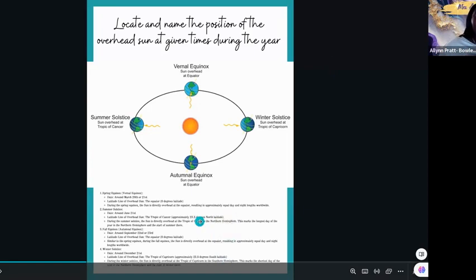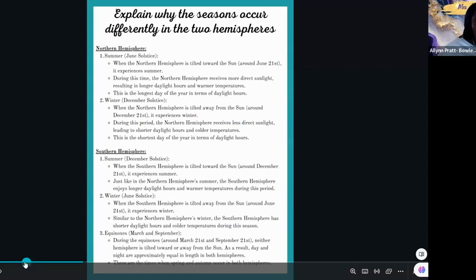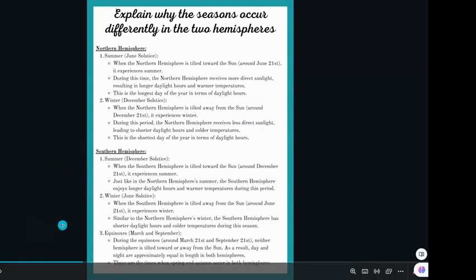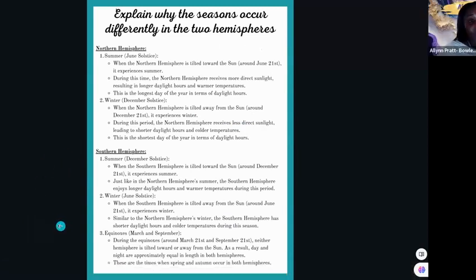Okay, and then we also talked a bit about the solar system. We started with the solar system. We learned that there are 8 planets in the solar system. Pluto is no longer there. We learned that there are 2 types of movements of the Earth.